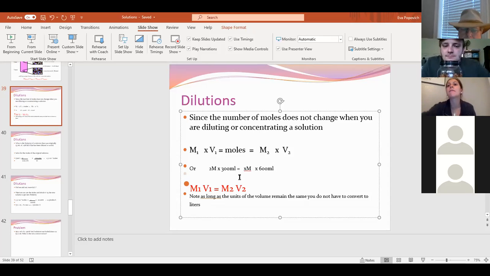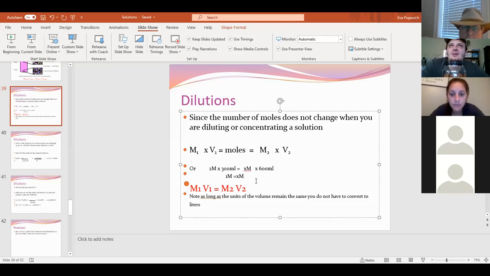my solution would be 1 molar. To give you an idea math-wise what's happening here: again, my volume went up, so my concentration has to go down. If my volume goes down, then my concentration has to go up.